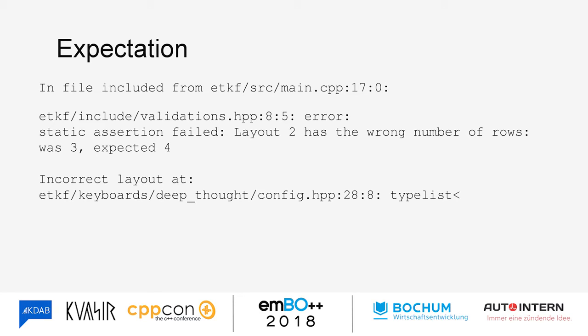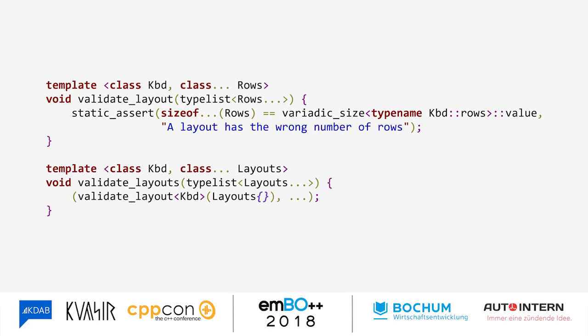I would say, here's the file you made a mistake in. The error was that layout 2 had the wrong number of rows. I was expecting it would be 4, but you actually gave me 3. So this is a little bit more useful than just, oh, a layout has the wrong number of rows. Because then the user has to go away and understand exactly which one they made a mistake on, which is fine. It gives you a lot more information than you would otherwise have.